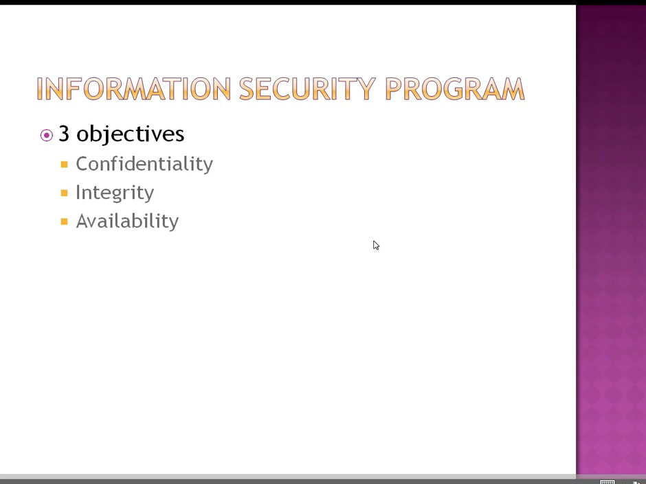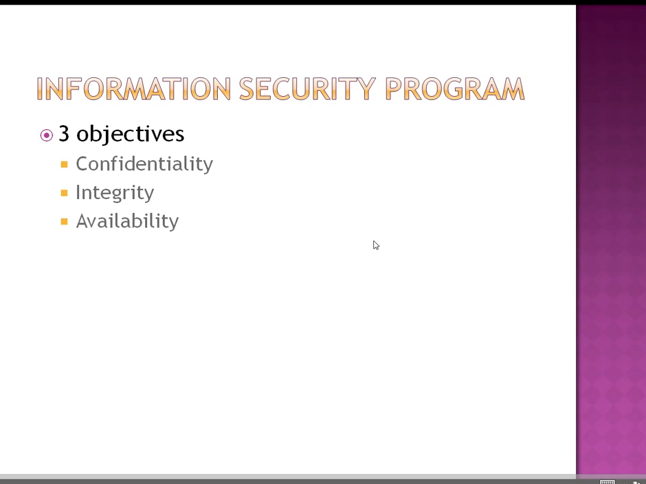Now, information security programs are built around three objectives: confidentiality, integrity, and availability. Learning about these components will tell you how to protect hardware, software, and firmware. So you need to learn which data are important so that you can protect all these three objectives. Confidentiality means only authorized users can access the data, resources, and information.